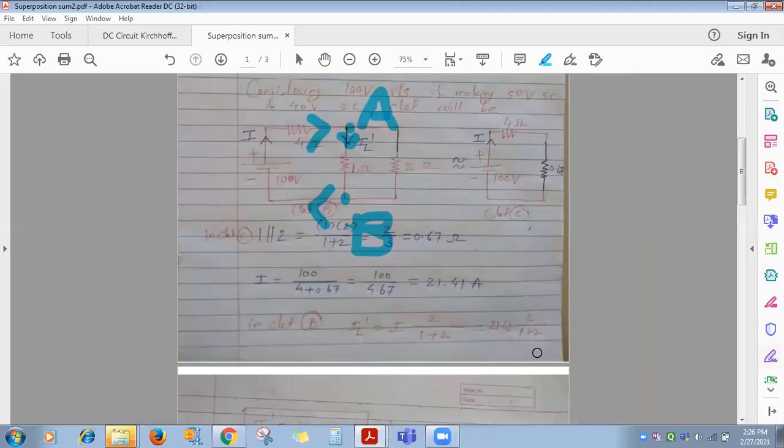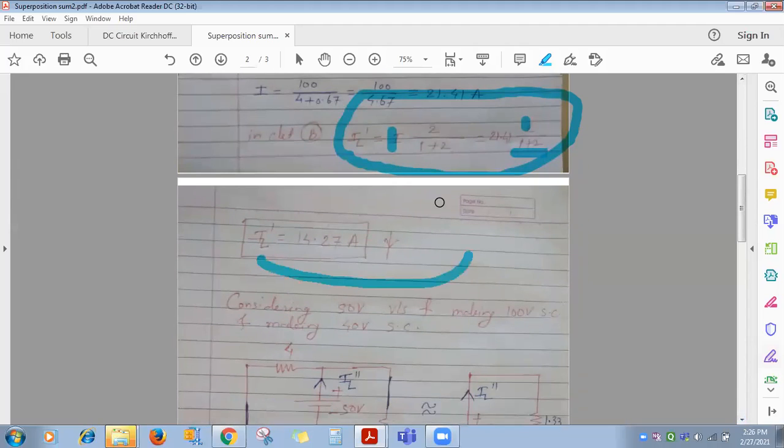Okay, so see, IL dash is how much? Total current is I, but we want IL dash. IL dash is flowing through what? 1 ohm. Parallel to it is what? 2 ohm. So take that in the numerator, divided by 1 plus 2. So how much is the answer? IL dash is 14.27 ampere, in the downward direction.